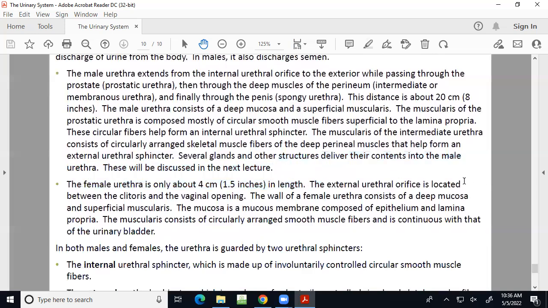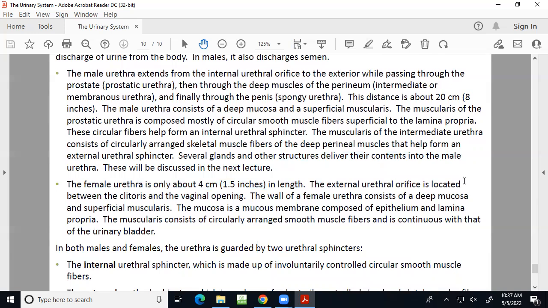Okay. 2 layers make up the male urethra, a deep mucosa and a superficial muscularis. Muscularis of the prostatic urethra is composed mostly of circular smooth muscle fibers, superficial to its lamina propria. And these are the fibers that help form the internal urethral sphincter that I pointed out on the previous page. The muscularis of the intermediate urethra consists of circularly arranged skeletal muscle fibers of the deep perineal muscles that help form an external urethral sphincter.